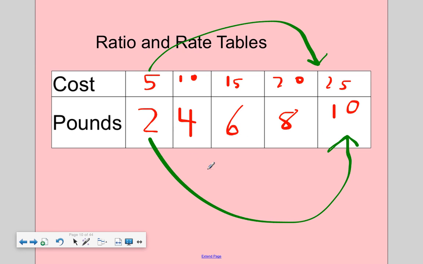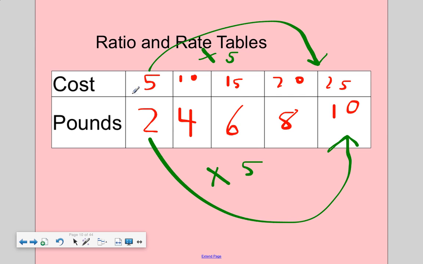You have to multiply it by a scale factor of something. What do you multiply 2 pounds by to get 10 pounds? By 5. So the scale factor is 5. So you multiply the $5 cost times 5 and it costs you $25. And that's how you can do it.